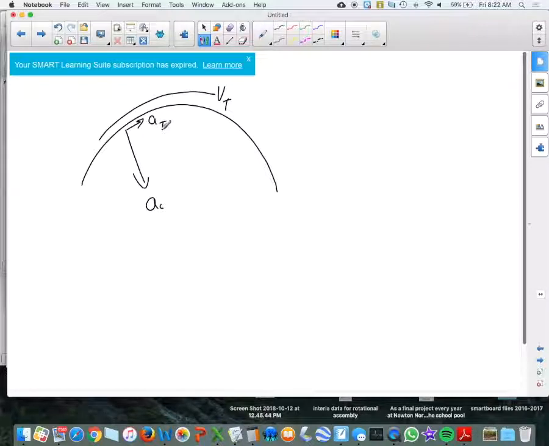You would combine the vectors. The magnitude of the acceleration would be the square root of the sum of the squares. So that would be a sub t squared plus a sub c squared. Does that make sense?